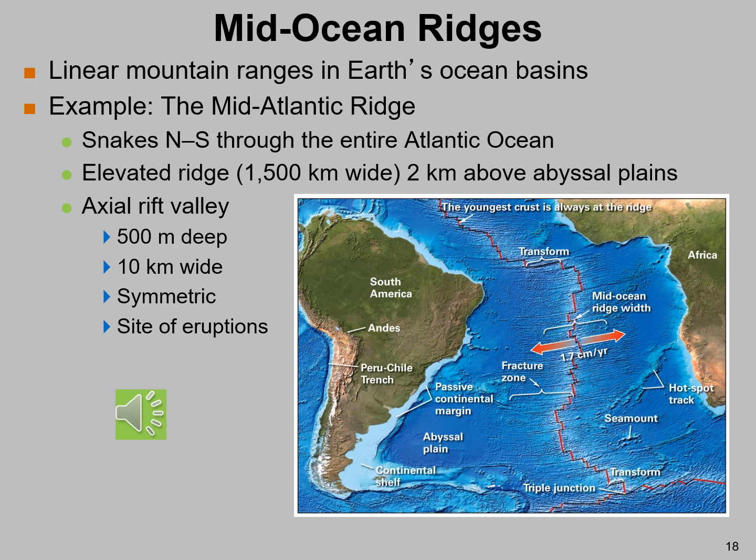Running along its center is an axial rift valley that is 500 meters deep and 1 kilometer wide on average. It is very symmetric with matching normal faults stair-stepping upwards away from the rift. Numerous eruptions occur along the rift and within the rift valley.